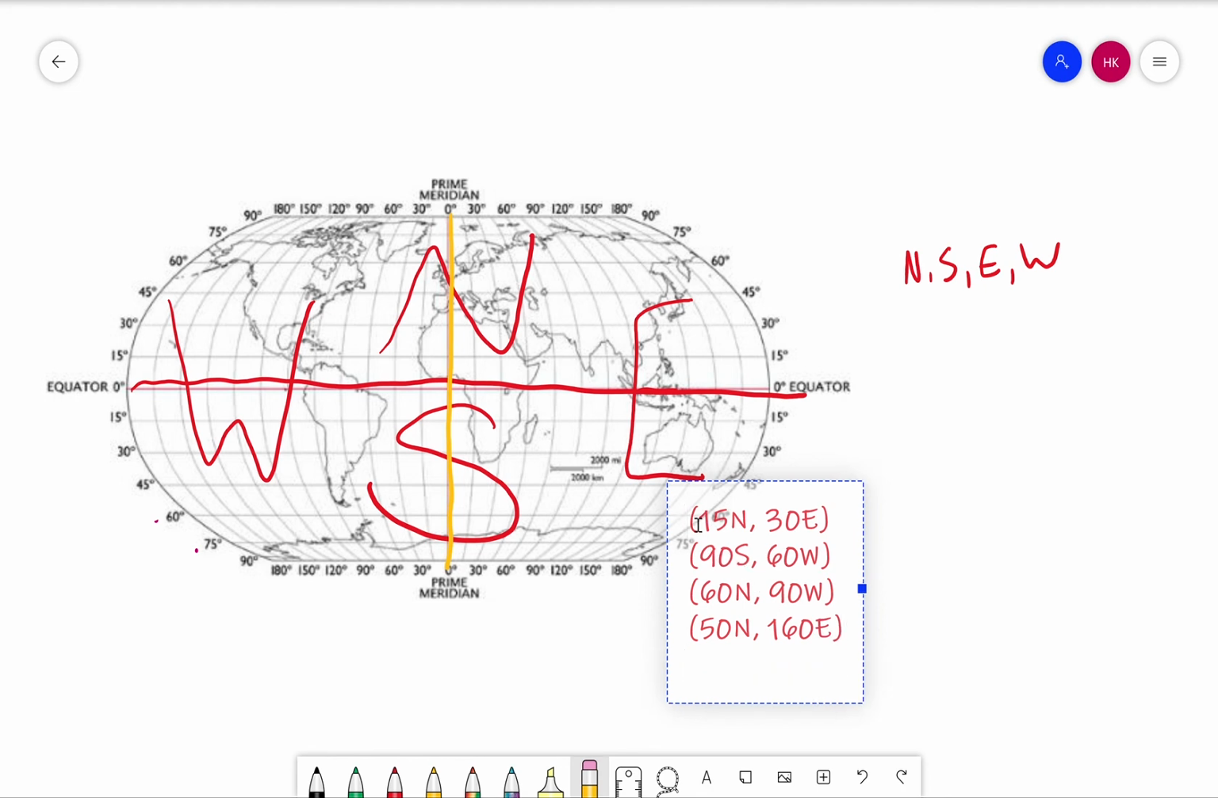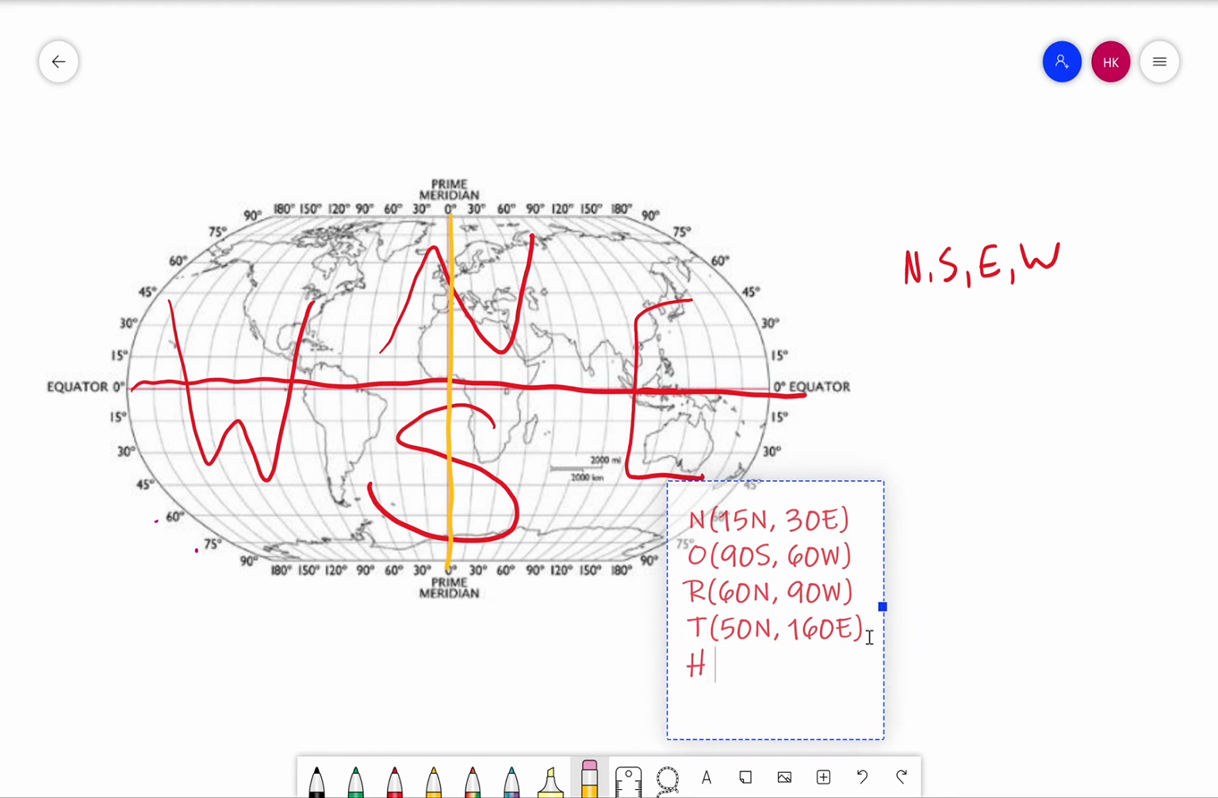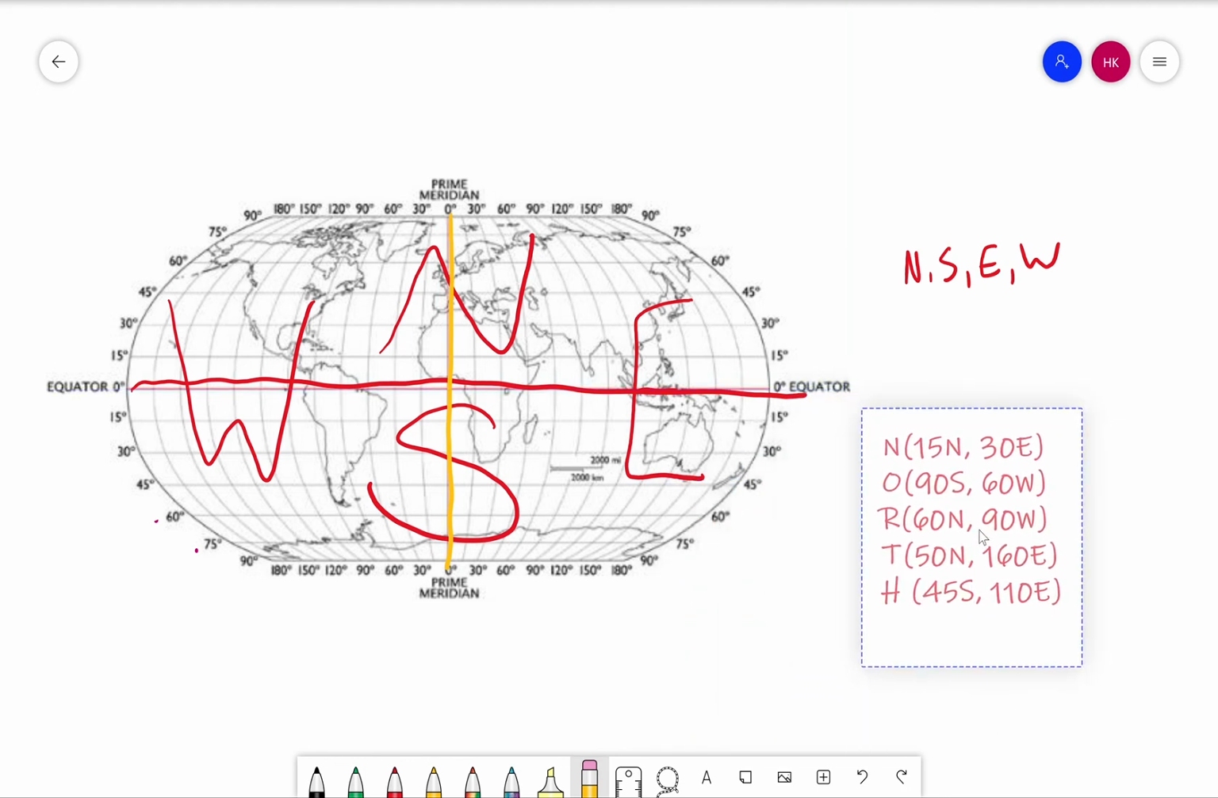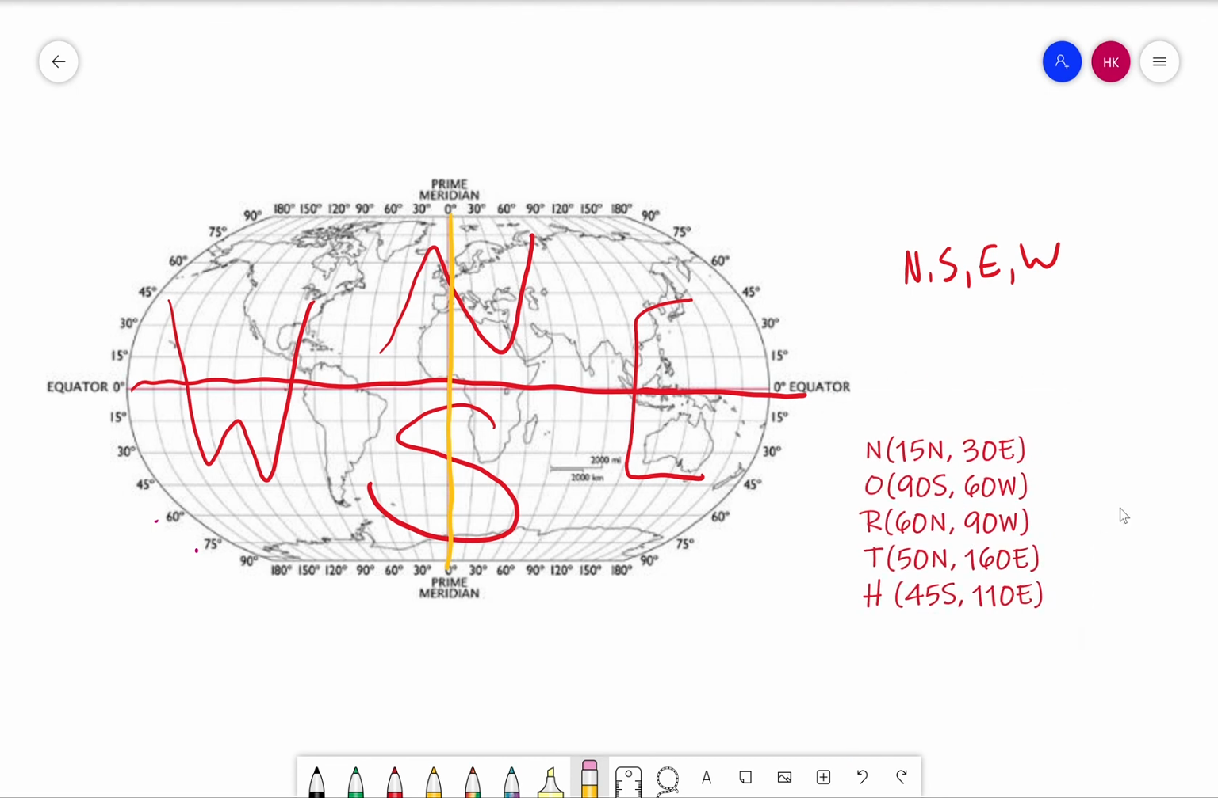And then let's put some fun coordinates on here. So let's do. And those are your coordinates to put on your map. Make sure you have the north spelt out.